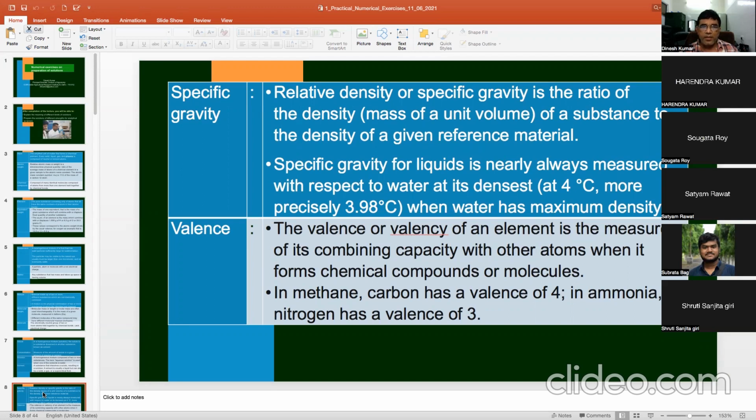Then valency. Valency, you can see the spelling. In one spelling it is E, sometimes people also write Y. Valency of an element is the measure of its combining capacity with other atoms when it forms chemical compounds or molecules. In methane, carbon has a valency of 4. In ammonia, nitrogen has a valency of 3. So you can see the element is one, but when it combines and makes different compounds, valency can change.